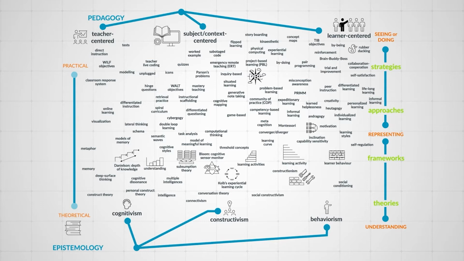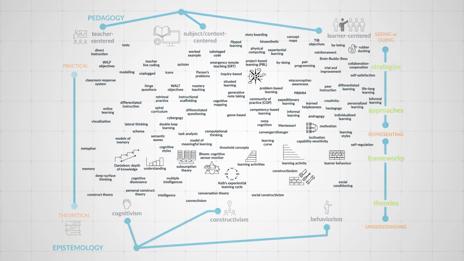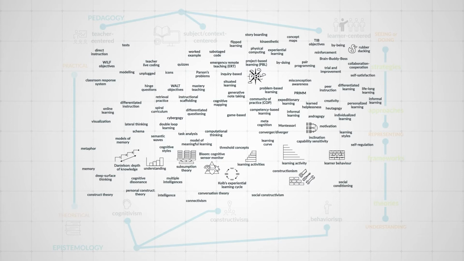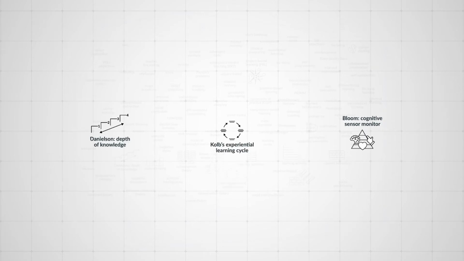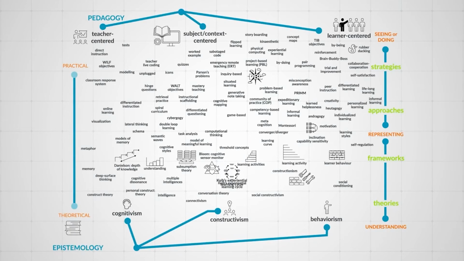The higher on the map, the more likely we are able to see the activity or do the activity. The activity is more likely to be of professional interest, i.e. used in classroom practice. If we can't see or do the activity, it might be represented by frameworks which guide the way we teach. These frameworks include Bloom's taxonomy, Danielson's depth of knowledge, Kolb's cycle of experiential learning, and many others. These frameworks help us to understand the theoretical learning process and to plan practical approaches and strategies that can be more effective.